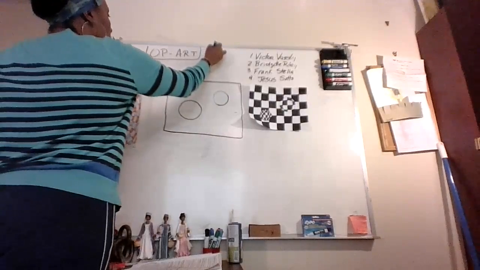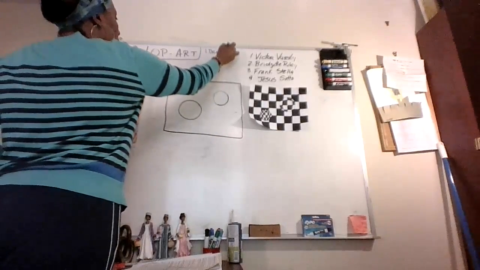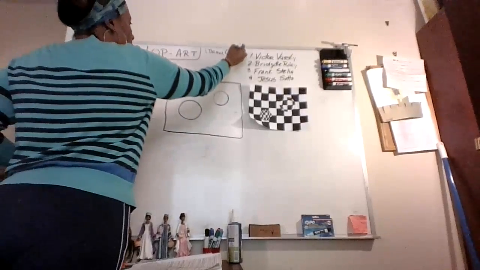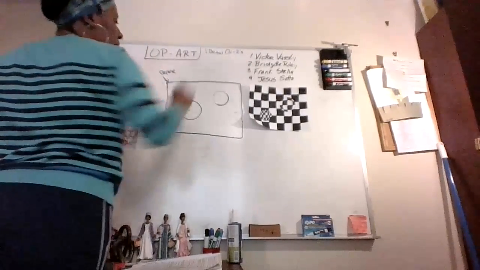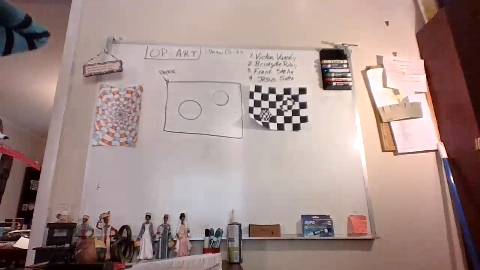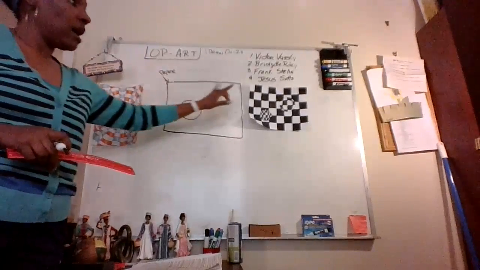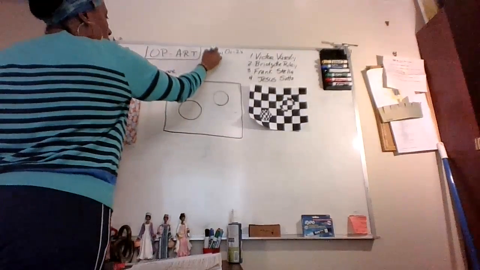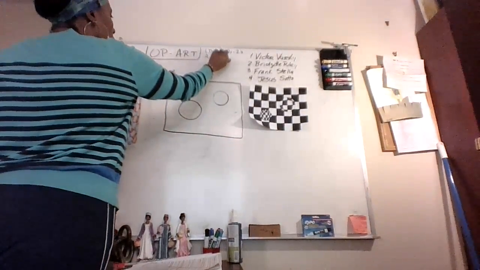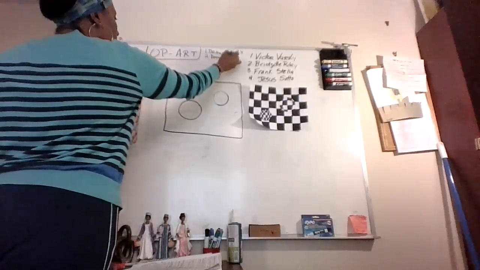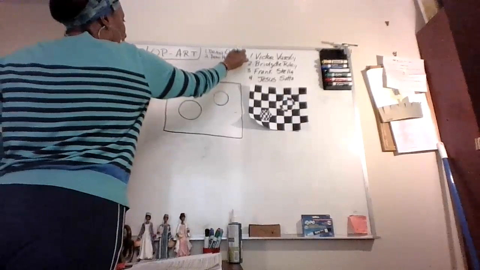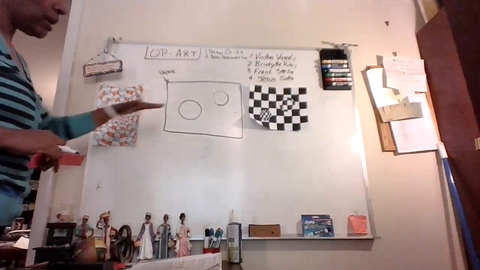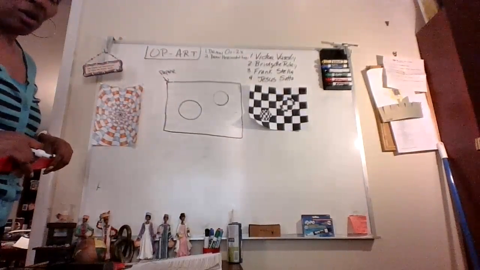So step 1, you draw your circles. You draw 2 of them. If you want to draw a third one, that's up to you, but I'm only showing you how to do the 2. The next thing you're going to do, you're going to draw horizontal lines across your paper, but you are not going to draw on top of your circles.